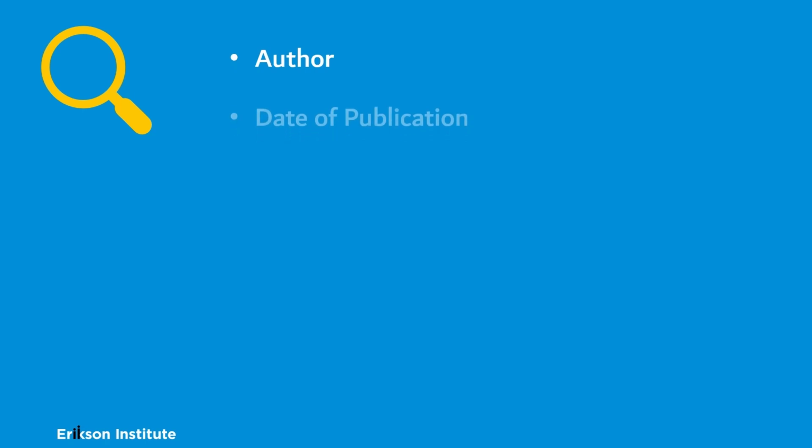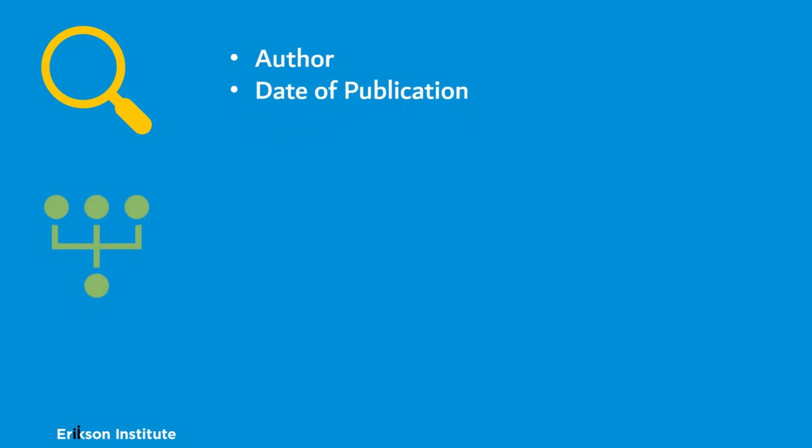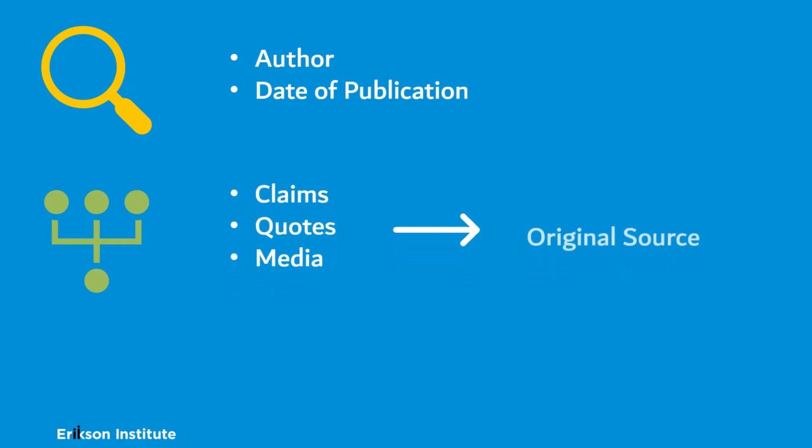Once you decide the organization or publication an article is coming from is trustworthy, it's still important to investigate the source itself by looking at the author, date of publication, the references, and any links used to trace claims, quotes, and media back to the original context to ensure factual reporting.